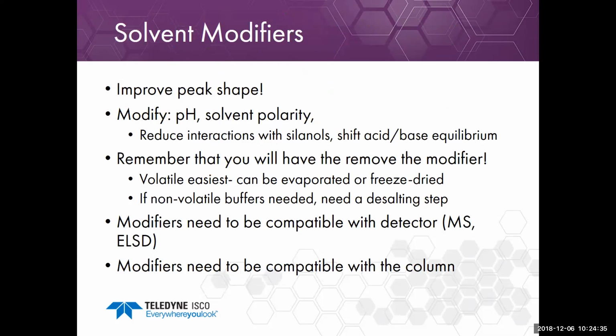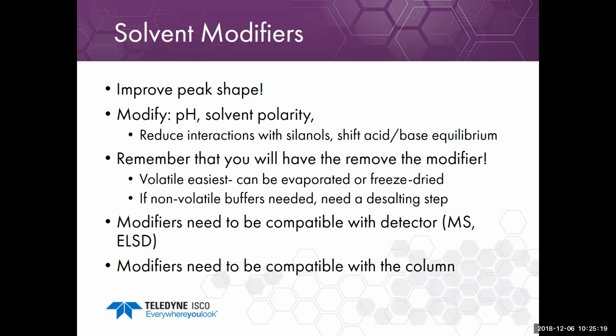Solvent modifiers are used to improve peak shape. I mentioned them earlier, and now we can talk about it. They modify the pH and the solvent polarity, and they reduce interactions with silanols on the column, and they shift the acid-base equilibrium on the compounds you are trying to purify. When choosing a modifier, remember that you will have to remove it. A volatile modifier is the easiest since it can be evaporated or freeze-dried. If non-volatile buffers are needed, you will need to apply a desalting step, and we do have an application note up on our website that describes using a C18 column for desalting.